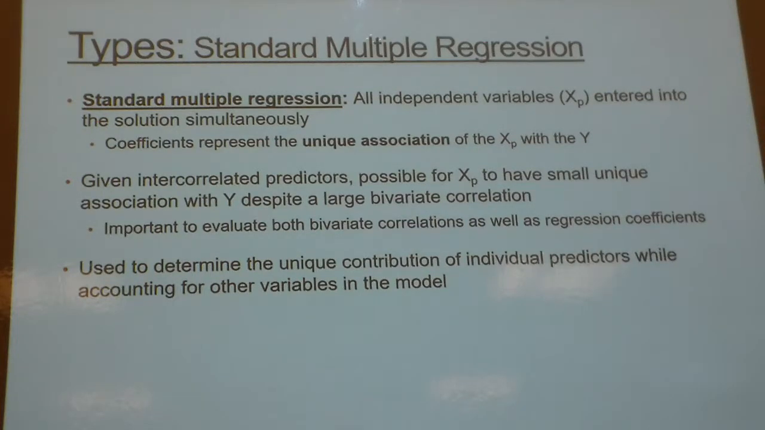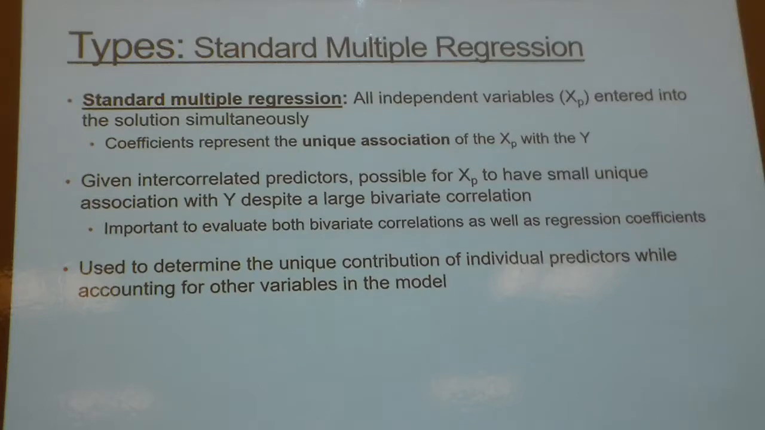So again, you want to look at both your bivariate correlations and your regression coefficients when you're looking at this model, so you get a sense for what type of overlap is going on and what the impact of that is on your outcome, okay? And so with the simultaneous regression, what we're doing is looking for the unique contribution of individual predictors once we account for other variables in the model, okay? Questions about simultaneous regression, kind of what the idea is or what we're working towards with this?